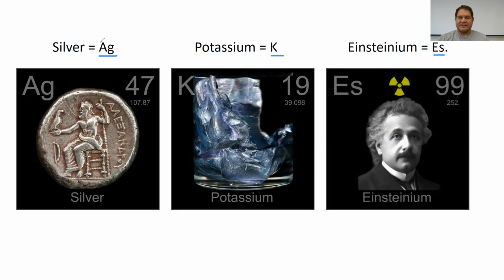Now, you'll notice that the first letter in the symbol is always capitalized, okay? That's important to remember. If there's a second letter in the symbol, then it will be lowercase, like we see with silver. The A is capitalized, and then the G is lowercase. Potassium only has one letter in the symbol, so it's a capital K. And then Einsteinium with two letters, the first one, E, capitalized, followed by the lowercase s.